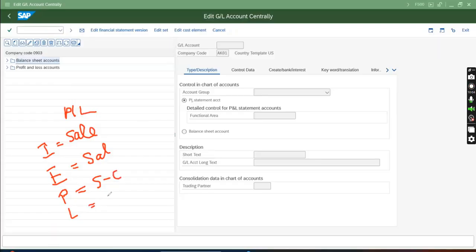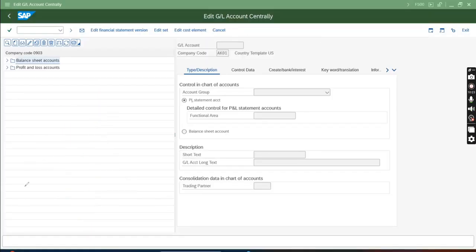Loss is the difference between cost price and sales price. Where cost is higher, there we'll have losses. Every item which is either income, expense, profit or loss will appear under the profit and loss account, or any item which is either asset or liability will appear under the balance sheet. Now let's see a couple of such accounts to identify which are assets and which are liabilities.